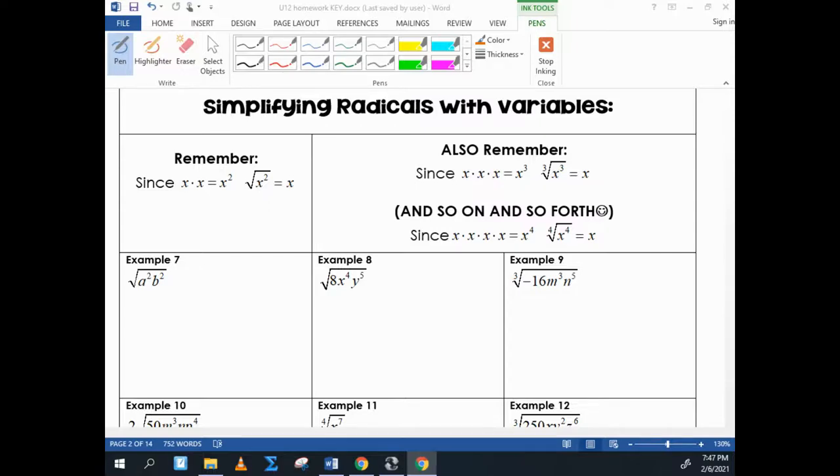All right, now we're going to simplify some radicals that have some variables, some letters in them. There's some tricks to this to make it so it's not so hard. Notice they point out that x times x is x squared. So basically, they're telling me what was squared, so when I take the square root, it just goes back to x.